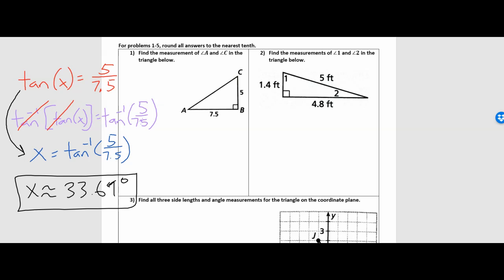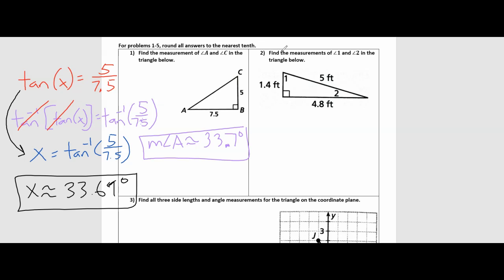It does say to round to the nearest tenth, so we will change this. Measurement of angle A is approximately equal to 33.7 degrees. So we're just going to round to the nearest tenth.